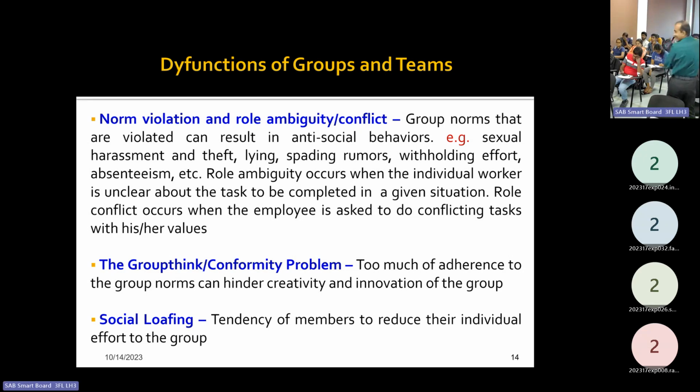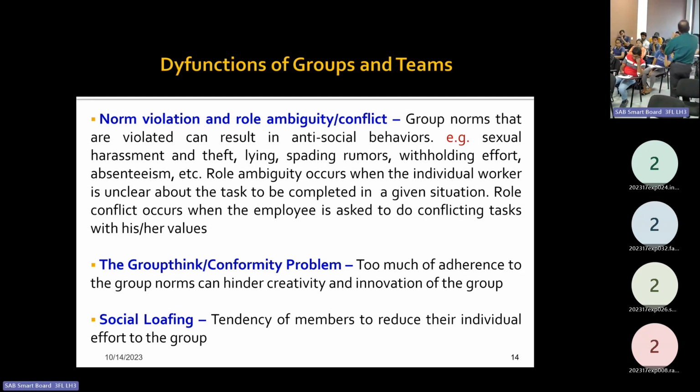That is called the conformity problem or the groupthink problem. Too much adherence to the group norms can hinder the creativity and innovation of the group members. That's the problem. Therefore, we have to have a balanced behavior at any time, not extreme behavior.